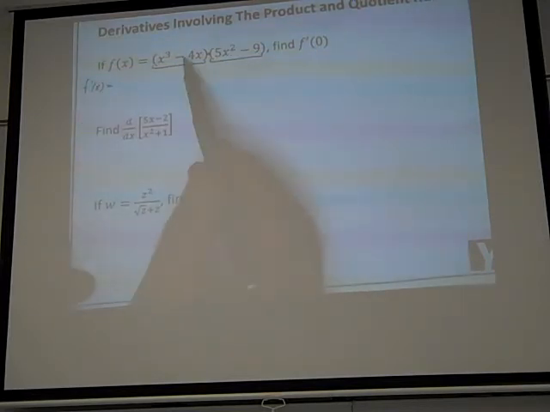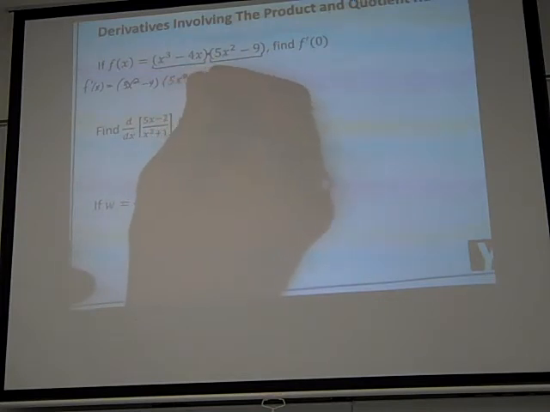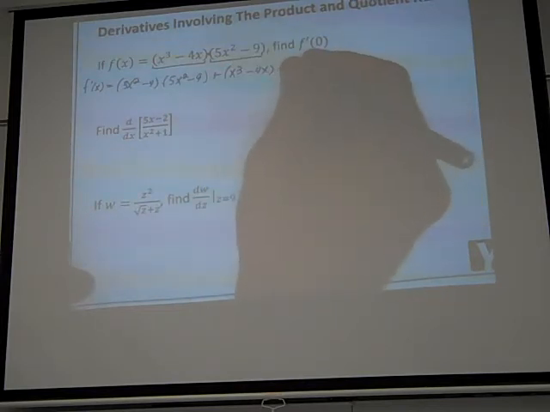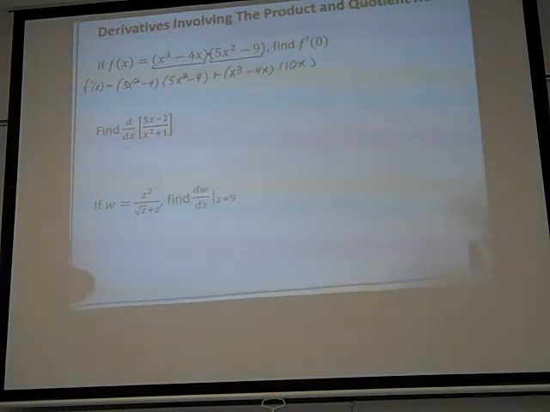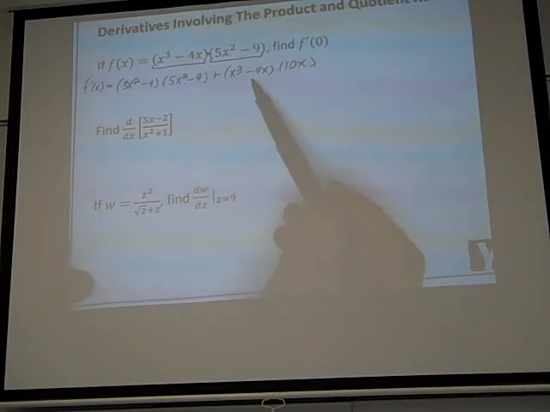Product rule says take the derivative of the first, which will be 3x squared minus 4, times the second, plus, now we leave the first one alone, times the derivative of the second. That's going to be your derivative. 3x squared minus 4 times 5x squared minus 9 plus x cubed minus 4x times 10x.